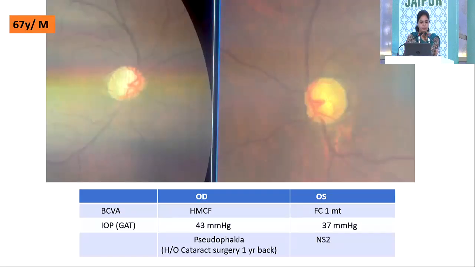This is an example of a patient visiting the OPD. The patient came with a complaint of diminution of vision in both eyes. His vision was hand motion close to face in the right eye and finger counting at 1 meter in the left eye. The intraocular pressure recorded on GAT was 43 in the right eye and 37 in the left eye. He had cataract surgery done 1 year back in the right eye, and the left eye had grade 2 nuclear sclerosis. So the saddest part was he was operated for cataract 1 year back, and still the glaucoma was not diagnosed at that time. If it had been evaluated properly, the patient could have had some vision.